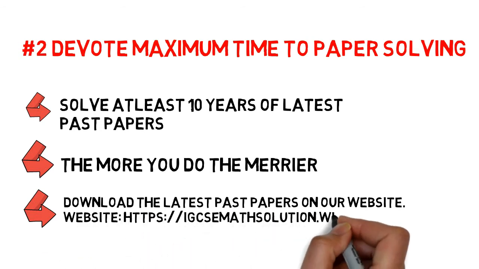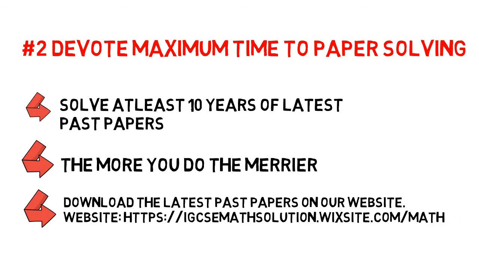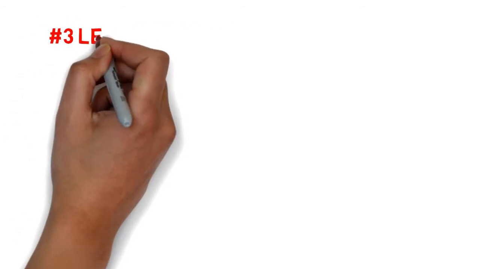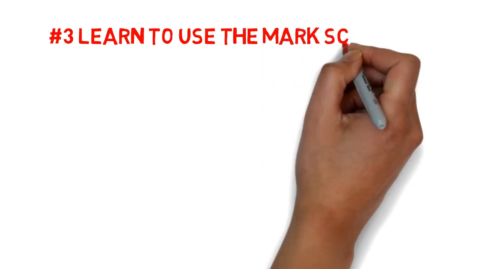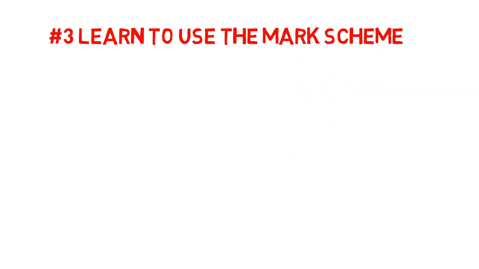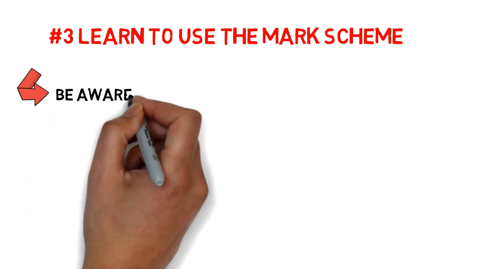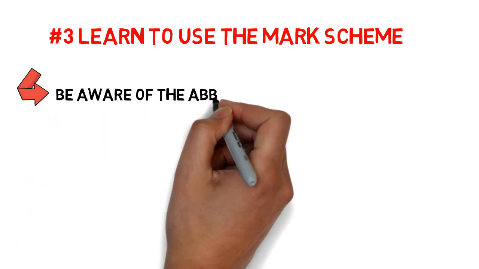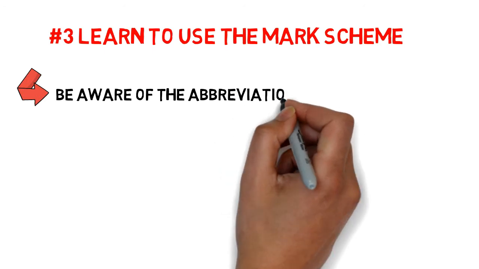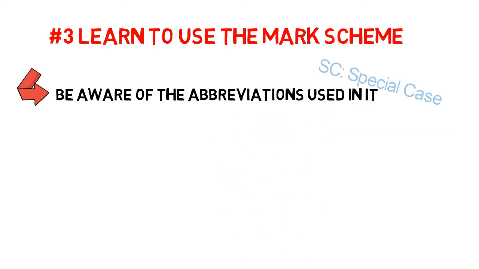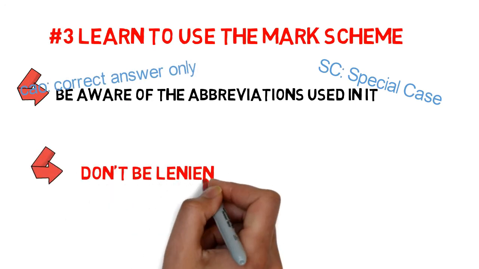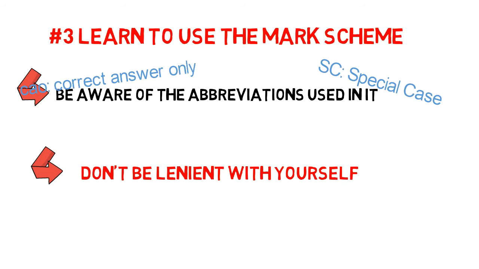After solving those papers, you will also have to check them. So, point number 3, learn to use the mark scheme. You cannot always be dependent on someone to check these papers. So, evaluate these papers yourself. Moreover, once you're done with a paper, correct it immediately without further ado. For doing this, you should learn to read the MS and be aware of the abbreviations used in it. Evaluation should be extremely strict, mind you. Don't be lenient with yourself.